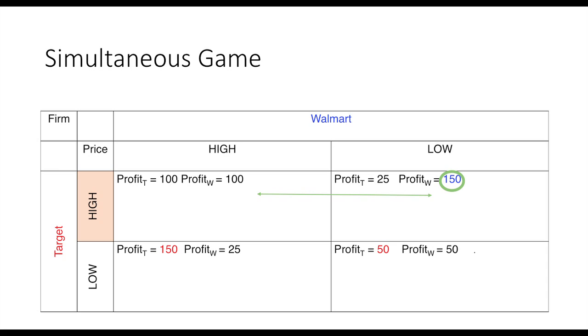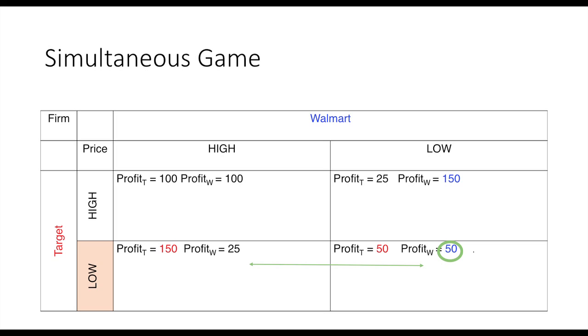Now we are seeing how Walmart will make their choice by comparing their options horizontally. When Target is set at high, Walmart must select either high, where their profit is 100, or low, where their profit is 150. Walmart will select low because it is a higher profit. And as the final consideration, what if Target sets their prices low? Walmart must select either high, where their profit is 25, or low, where their profit is 50. Walmart will again select low because it is higher profit.